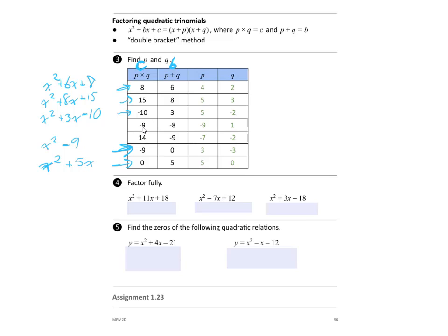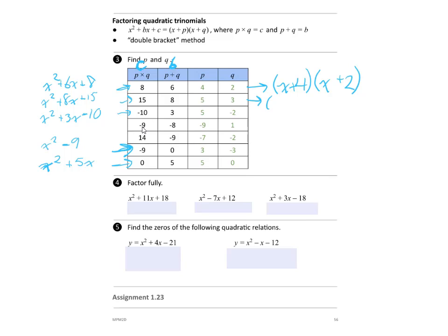Now I'm going to show you what they look like in factored form. Remember, in factored form, I'm going to be using the last two columns. This is really just going to be x plus p, x plus q. So plus p, so that's x plus 4, x plus 2. That's it. That's all there is to factoring.